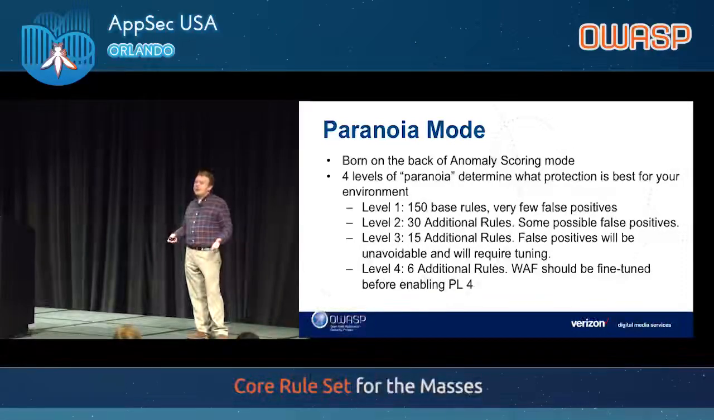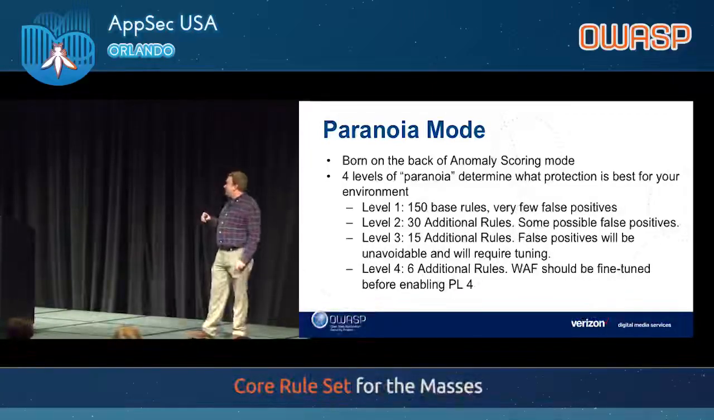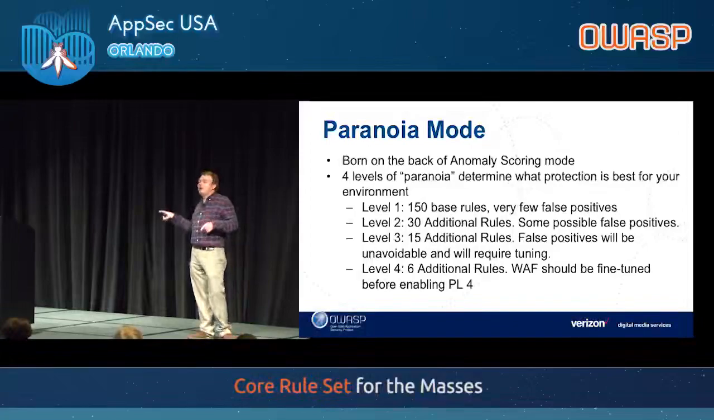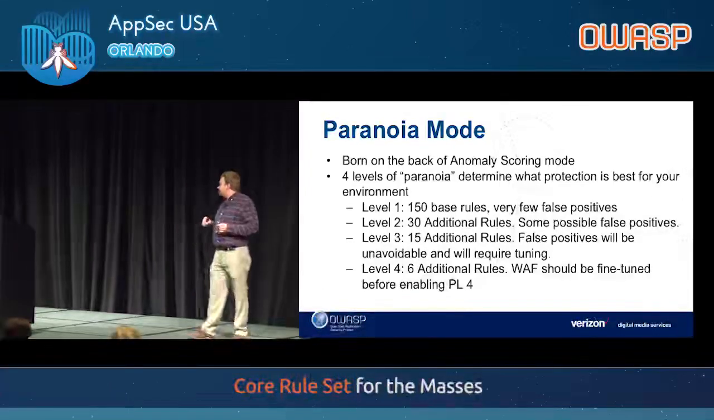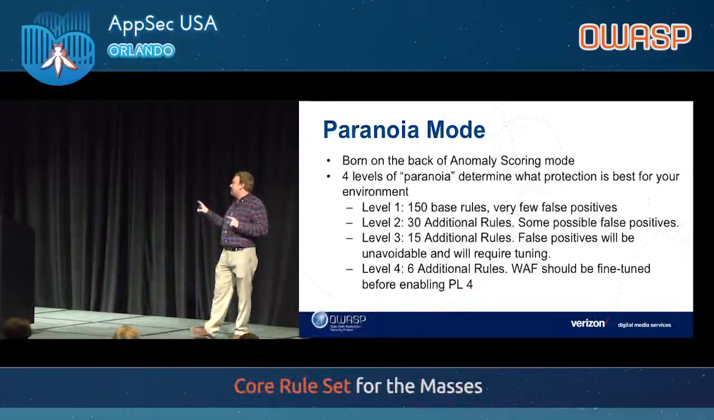Then if you're comfortable with the false positive rate and you make sure that you're not breaking anything, you can move on to paranoia level 2, which gives you 30 additional rules. But now you're definitely going to start seeing some false positives, and some of that elbow grease we refer to with fine-tuning is still going to be required. Level 3 gives you 15 more rules, and now you need to start being careful before you turn those on in blocking mode. By the time you get to paranoia level 4, you would hope that your WAF is already fine-tuned, and if it's not fine-tuned by the time you hit 4, then probably you're going to run into some trouble.